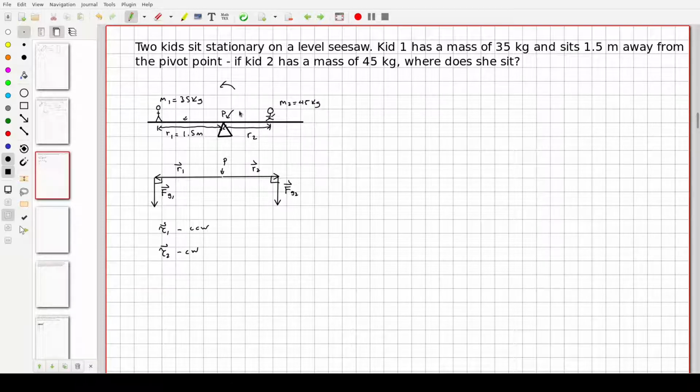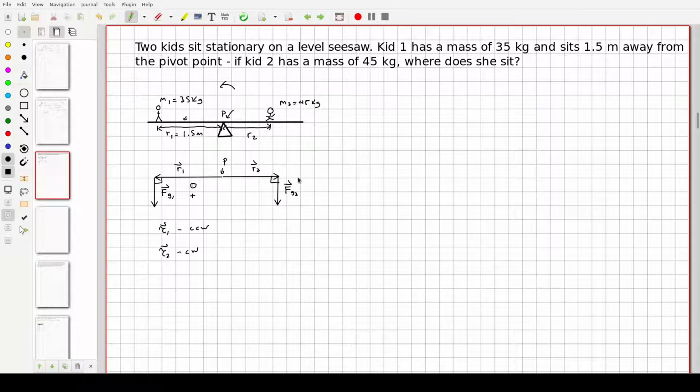So if you think of in or out of the page, if you were to put your fingers in the direction of R1 and let your palm face towards kid 1's weight, when you close your fingers, your thumb points up. So torque 1, which is counterclockwise, is out of the page. That's positive. That would add in as a positive torque.